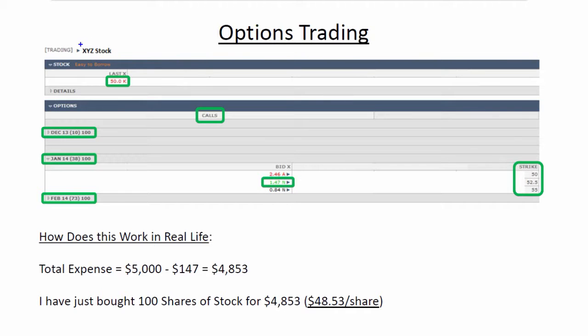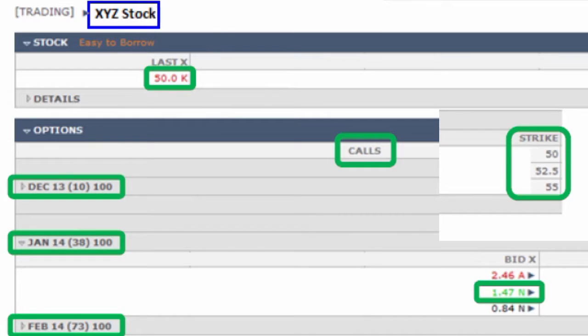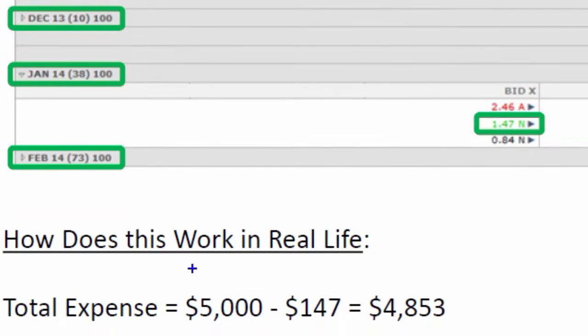So we're going to say we're going to do a covered call on XYZ stock. And for this example, we're going to say the price of the stock is exactly $50 right now. So what's the first step we do in a covered call? Well, we buy 100 shares of stock, correct? So if we buy 100 shares of stock and it costs $50 per share, that means it's going to cost us $5,000 to buy 100 shares of stock. Okay, part one is done.